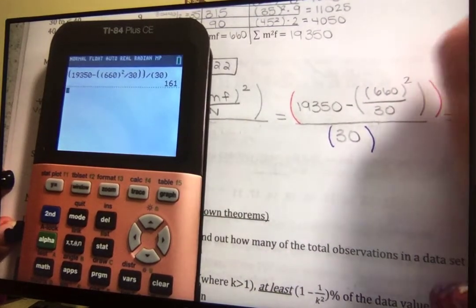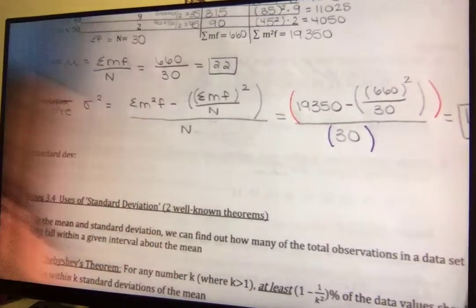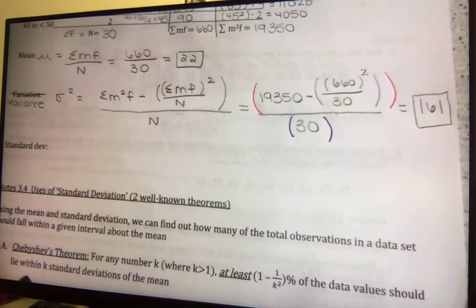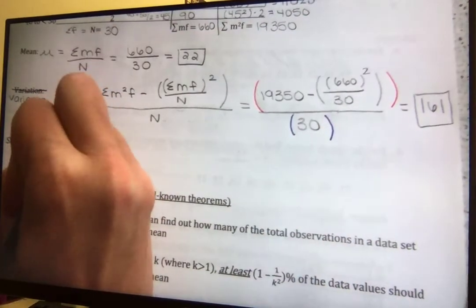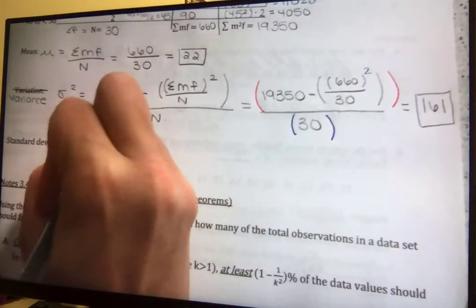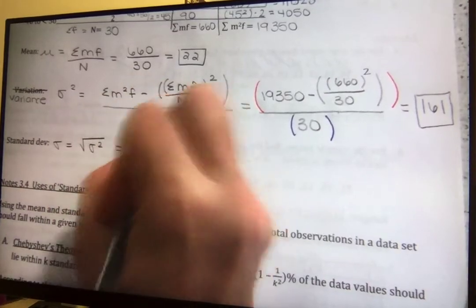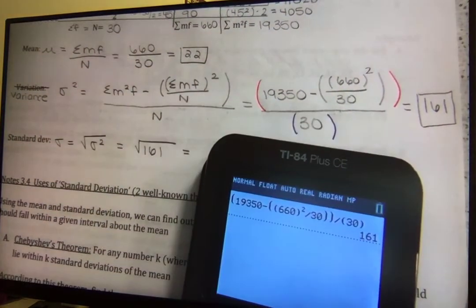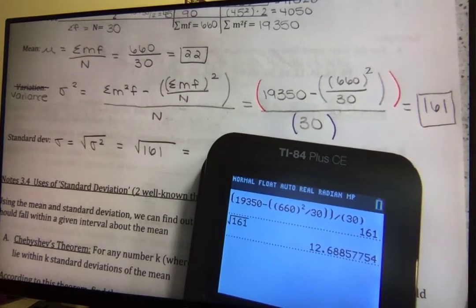So that's our variance. That's the hard part, because now our standard deviation is just the square root of that variance. So the square root of 161. Putting that into our calculator, second square root of 161. And we get that decimal, we're going to say it's 12.69.